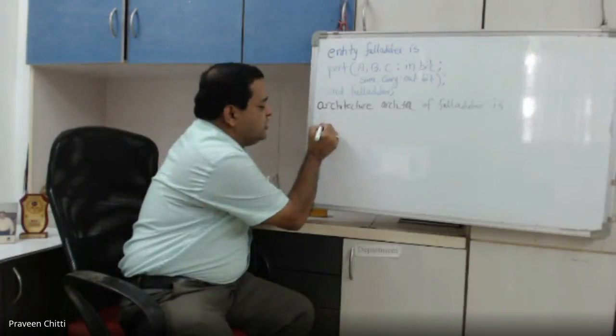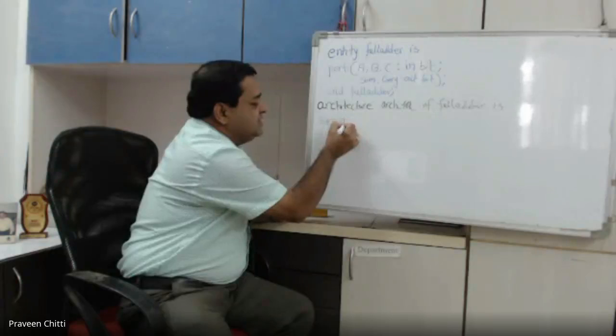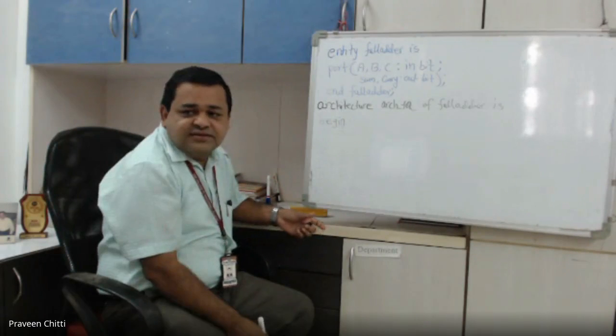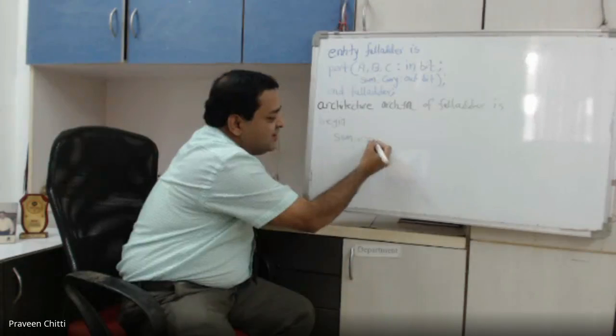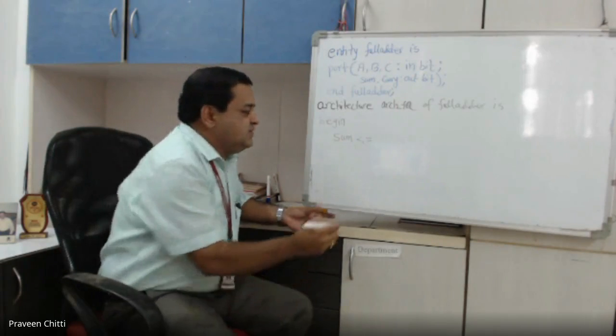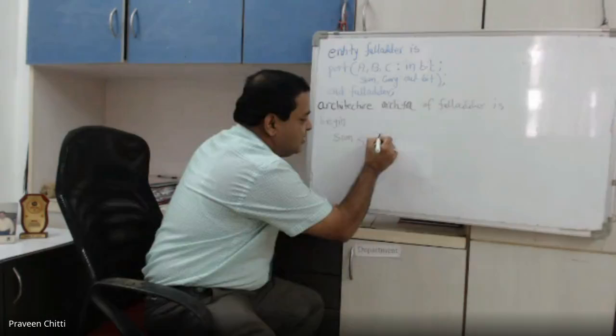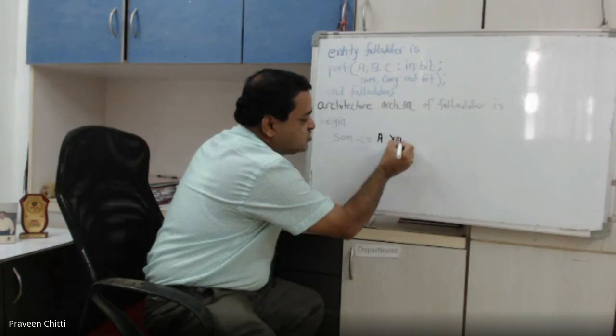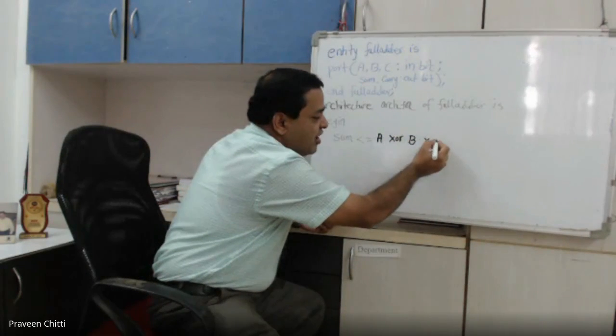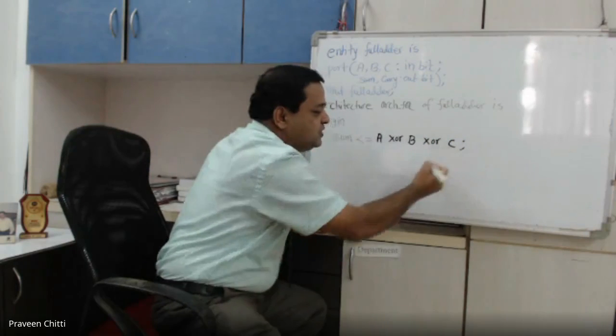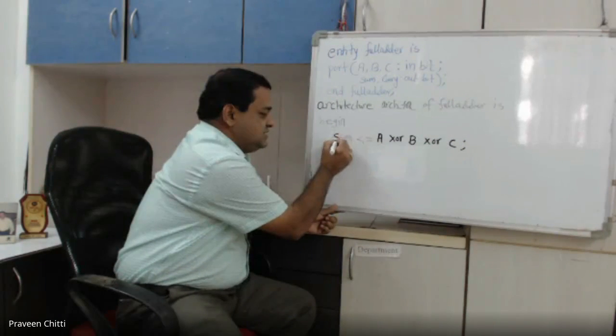Next, begin. If you need any signals, you have to declare them, but here I don't want any signal, so directly I can write begin, and then sum is assigned. Assign means what operator do I have to write? Less than or equal to. Sum is assigned with what? A XOR B XOR C. So how should I write that? A XOR B XOR C, and then you have to put a semicolon. This is sum equal to.